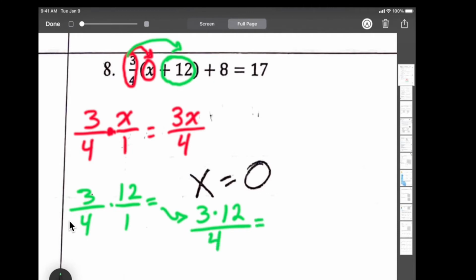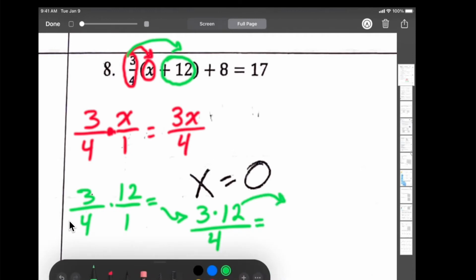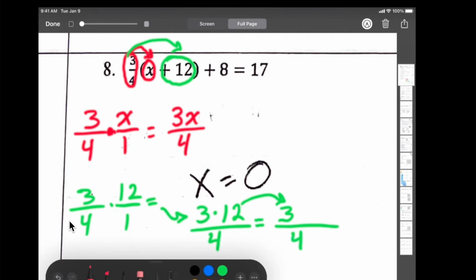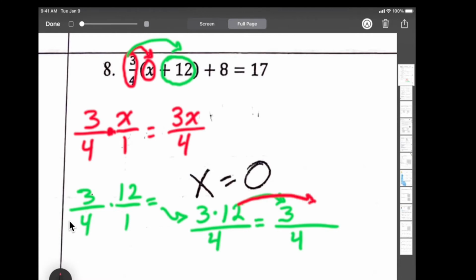Now I'm going to take that 12 and I'm going to break that down. Okay, so we're going to have our original 3 here, our original 4 down below, and I'm going to take this 12 and I'm going to break that down into 4 times 3. When I do that, that allows me to cancel the 4's. I'm left with 3 times 3 equals 9. So now we're going to have 3/4 x plus 9.